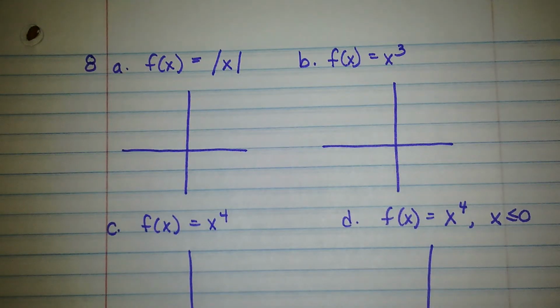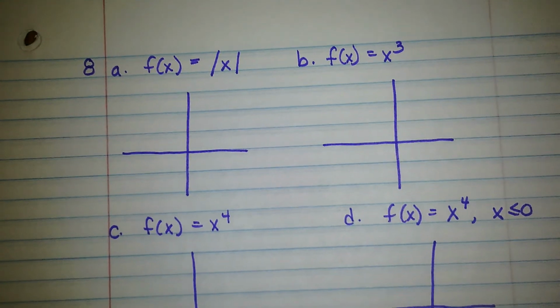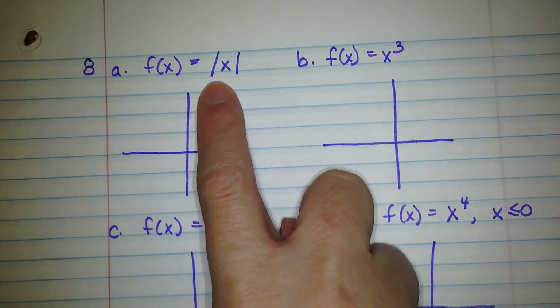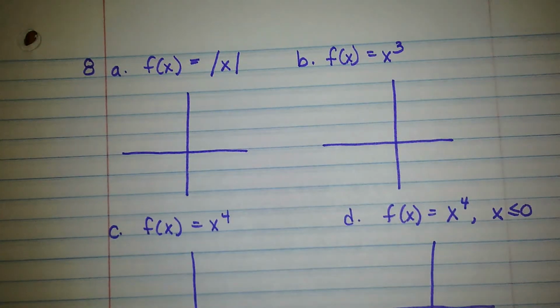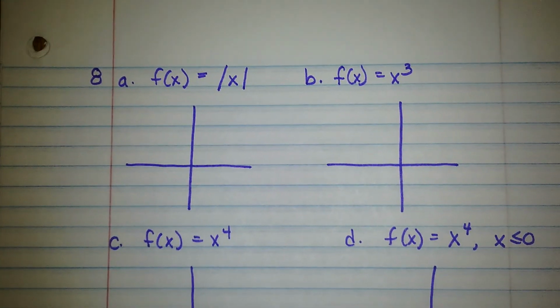For number 8, what they're looking for is to figure out which of these functions have inverses. So what we're going to do is take a look at our functions and do them based on parent functions to see if they actually pass the horizontal line test or not. Remember, if they pass the horizontal line test, then they have an inverse.